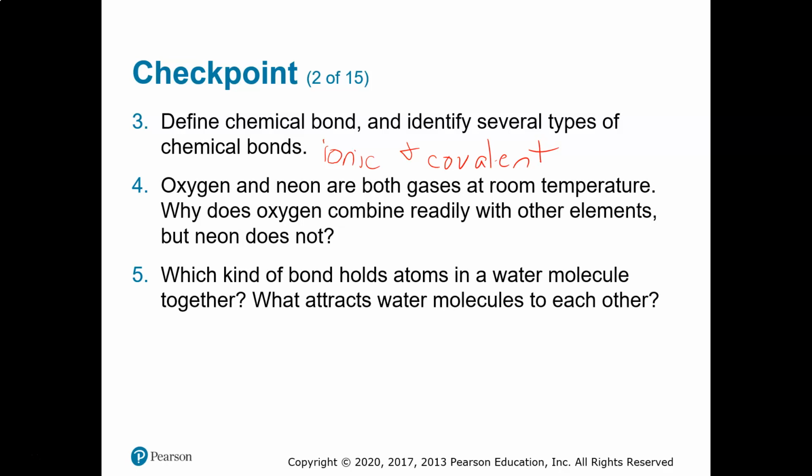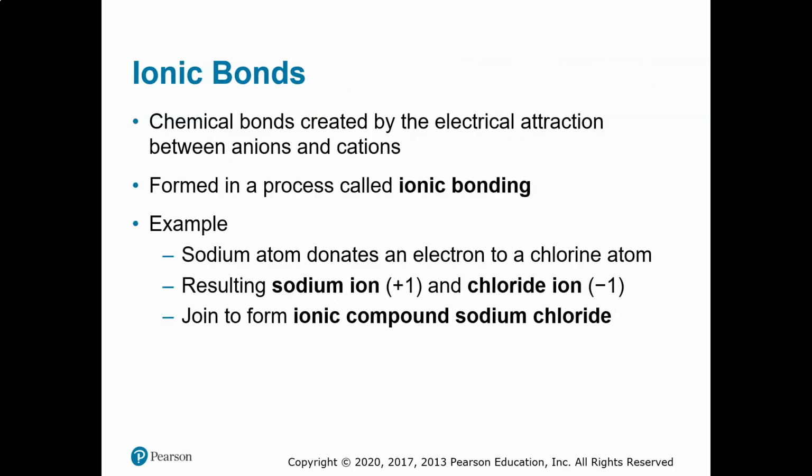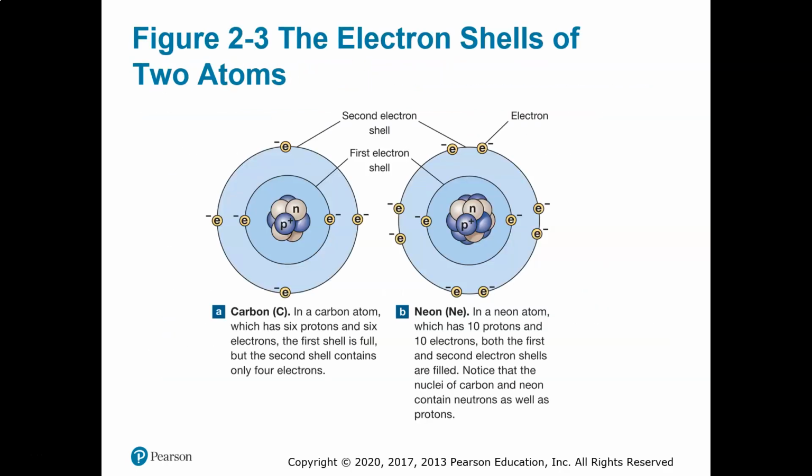The next question said, why does oxygen combine readily with other elements but neon does not? I'm going to go back to our picture of oxygen and neon. We don't have oxygen and neon, but we have carbon and neon, because oxygen is actually going to have 2 more electrons than carbon, but that still makes it only having 6 electrons in its outer energy level, whereas neon has 8. Neon has 8 electrons, and then oxygen has 6 electrons.